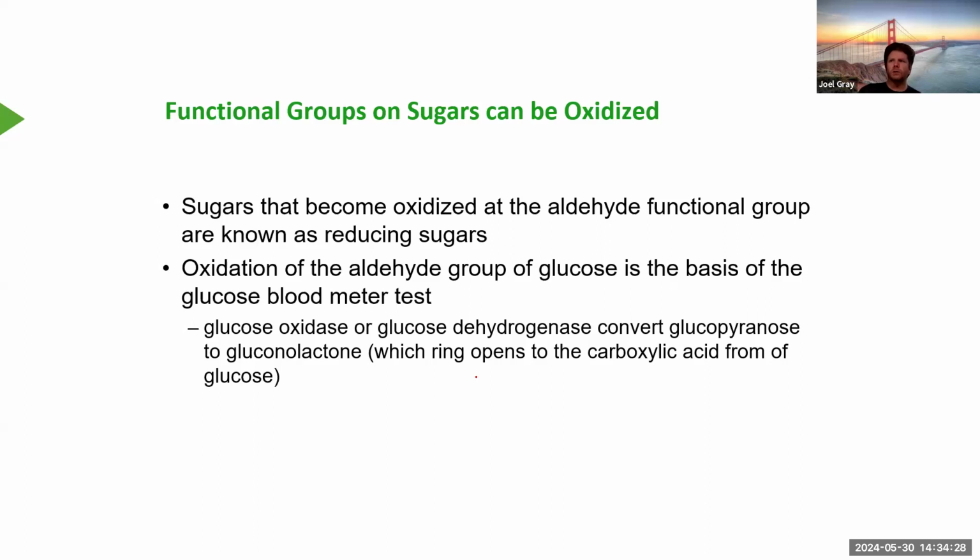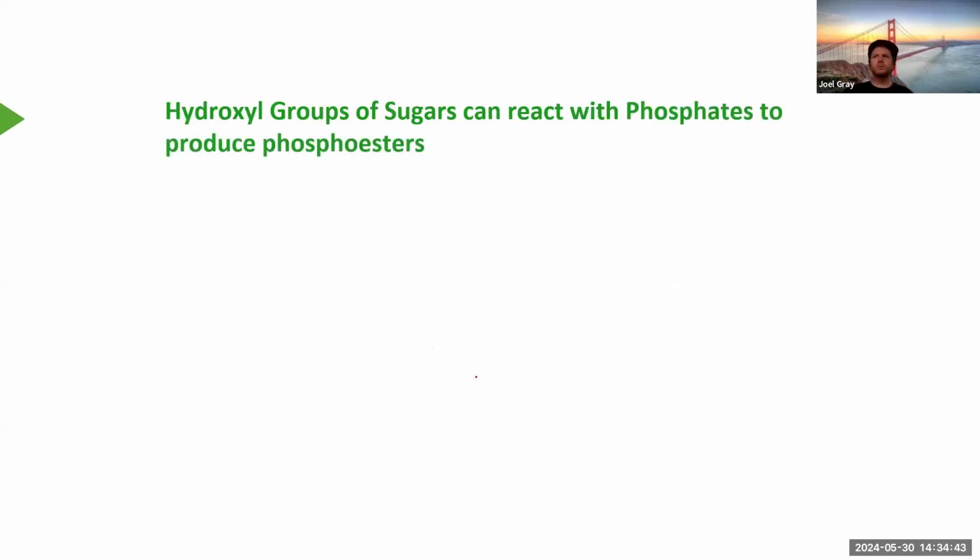Glucose oxidase or glucose dehydrogenase convert glucopyranose to gluconolactone. The ring opens, so the carboxylic acid form of glucose can be formed. So gluconolactone. Now, hydroxyl groups of sugars can react with phosphates to produce phosphoesters.